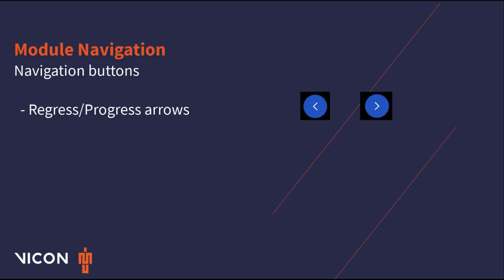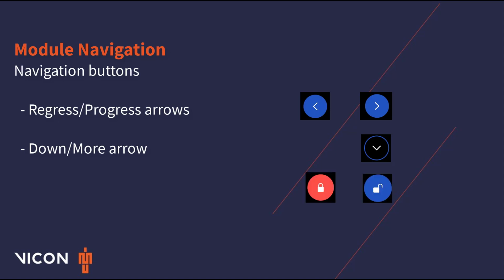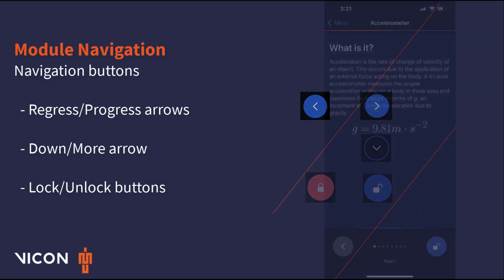The navigation buttons include the regress and progress arrows. This will be used to navigate forwards and backwards between the slides within the module. The down or more arrow is shown when there's more information on the page and can be accessed by scrolling down. Lock and unlock buttons: the lock button will be displayed when a sensor is not within range, and the unlock button will be displayed when a sensor is within range.